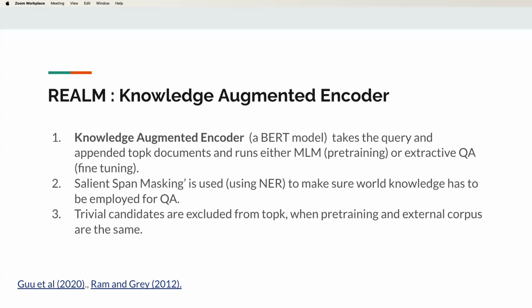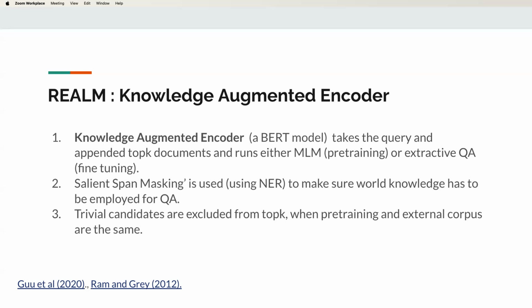Next is the augmented encoder. Again, it's a BERT model trained on MLM for pre-training, and then we use extractive QA for fine-tuning. One thing that these guys have used, and it showed they were very good at using this, and results were better, was salient span masking. The idea is, if you are trying to generate an answer for a question that is facilitated by a bunch of documents, you want the model not to just read particular words or sentences and get those answers right from that.